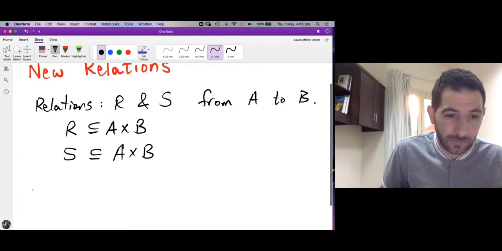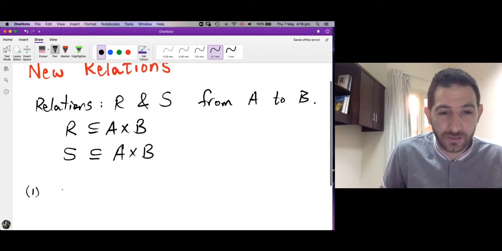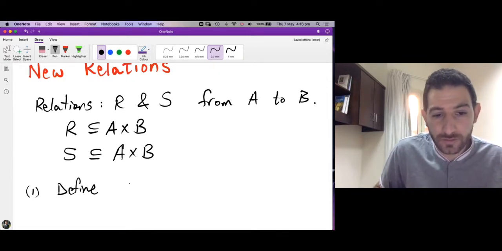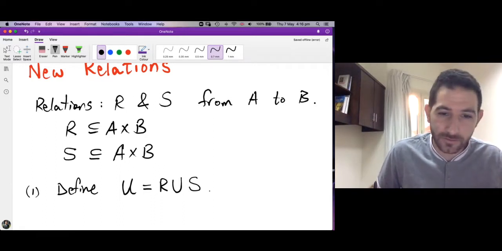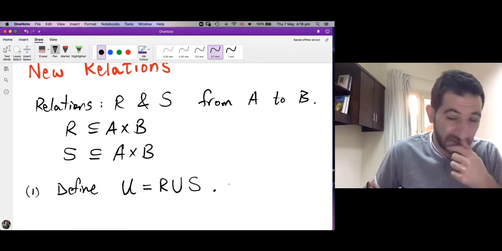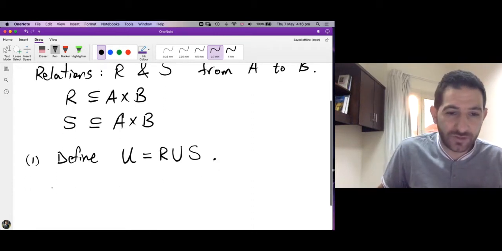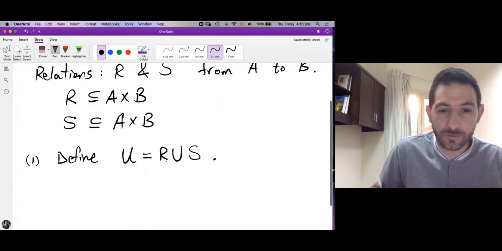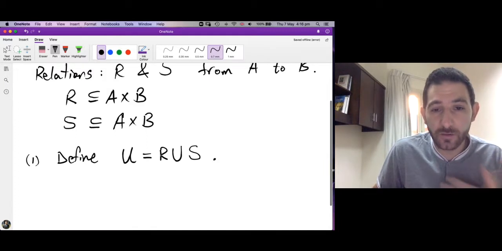Now we can define a new relation U, where U is the relation obtained by taking the union R union S. So this is the union relation. How can we think of this? Suppose small a; what is U? It's the set of all pairs which are in R or in S.